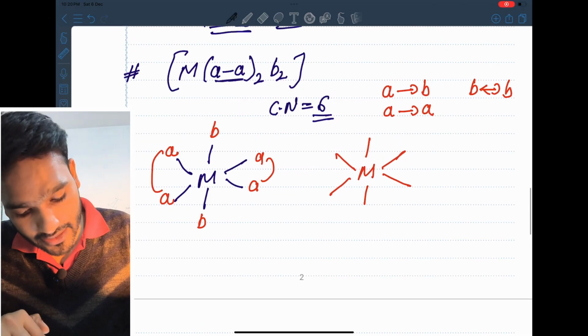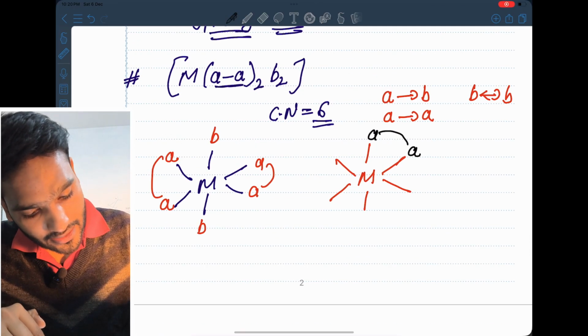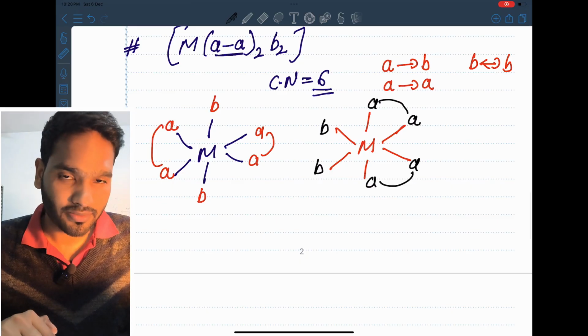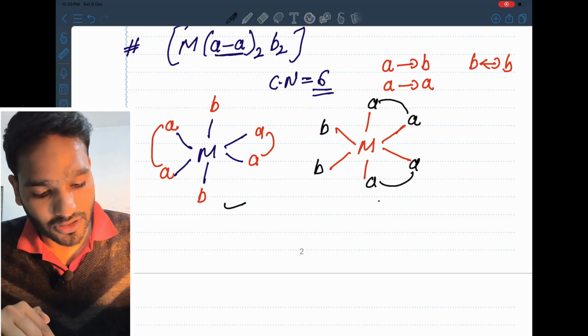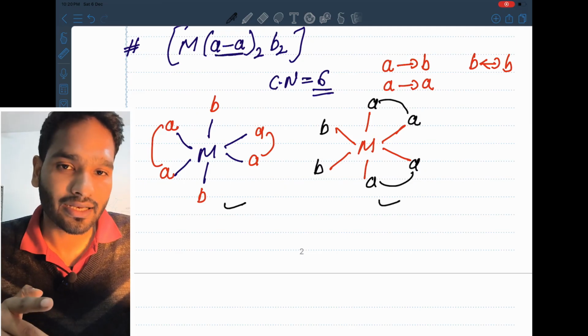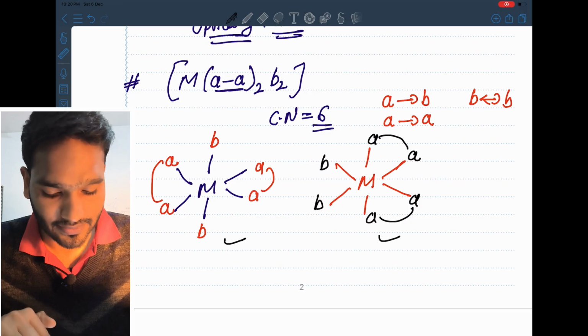The second possibility is I am having A and A, and then I am having A and A, and then I am having B and B. So one possibility is this one, and the other possibility is this one. If you draw the third one, it will be the same. So there are two geometrical isomers possible for this particular coordination complex.